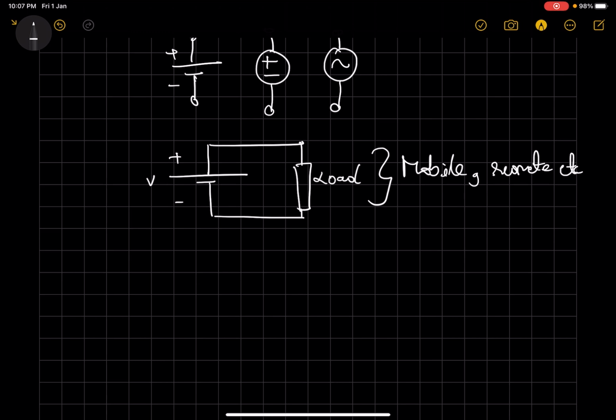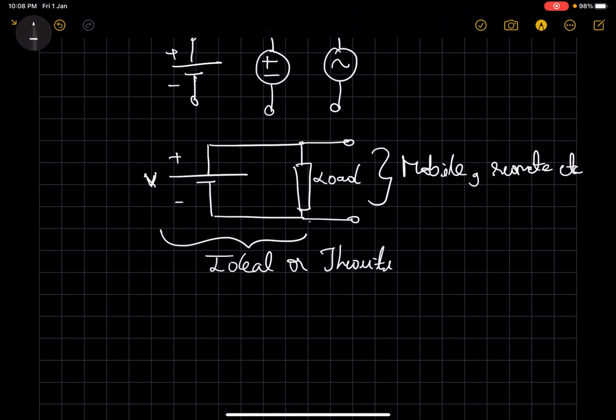The main work of a voltage source or a battery is to maintain a constant voltage between the two nodes of the load device. This model can be thought of as an ideal or theoretical model of a voltage source.